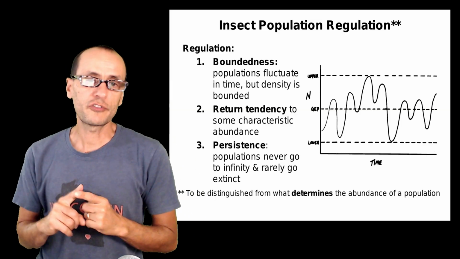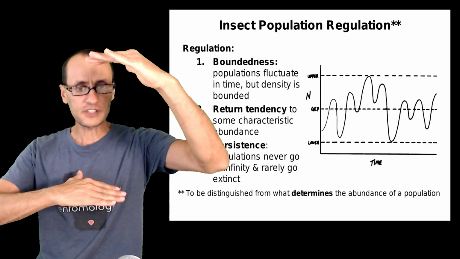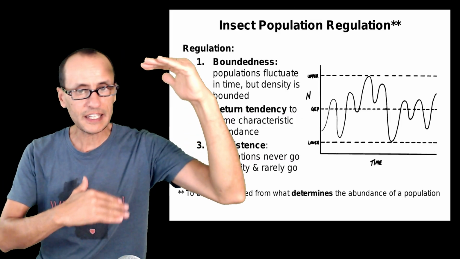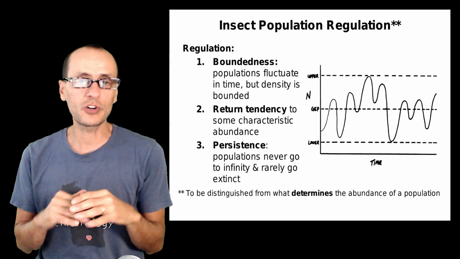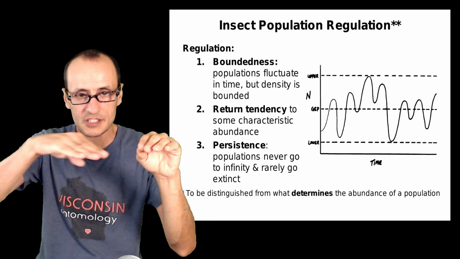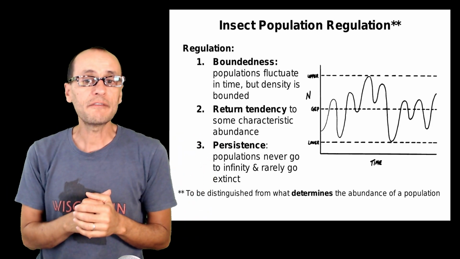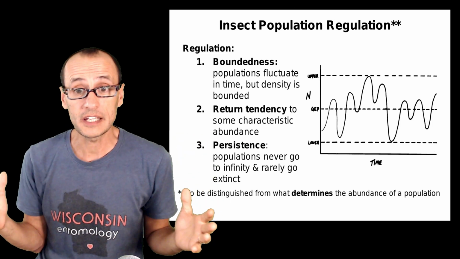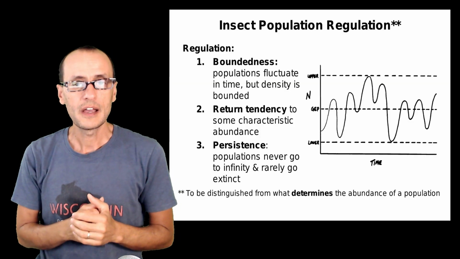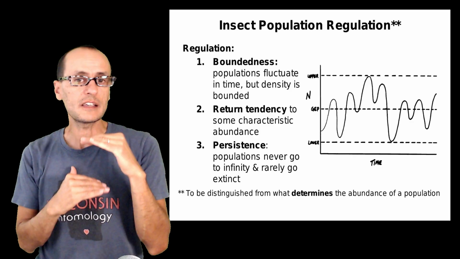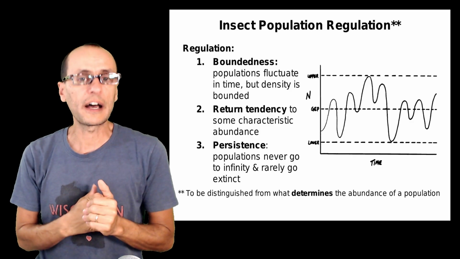So regulation refers to the fact that populations have boundaries, a ceiling and a floor below which they don't occur, that they have a tendency to return to some equilibrium, some average, and that they don't go extinct. They rarely go to infinity, and they rarely go extinct. And when they fit these criteria, populations are thought to be regulated.